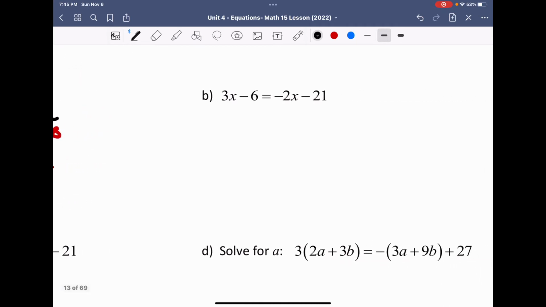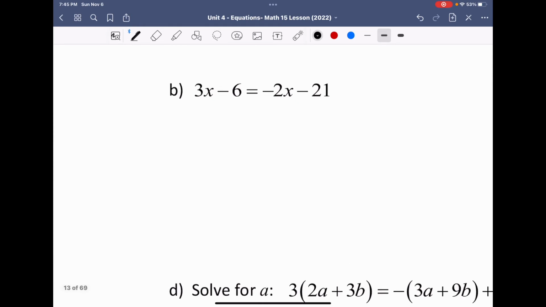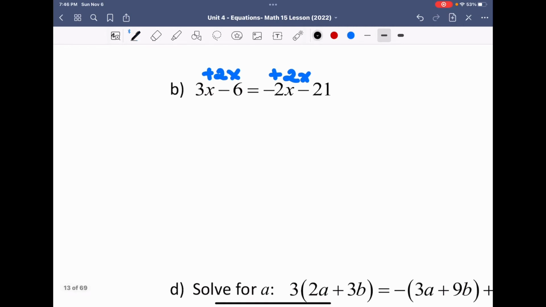B, I have x's on both sides of the equations. Remember, I want to keep the x term positive. So we want to take the one that's the lesser of the x's, or the smaller value of the x's, and move it to the other side. In this case, -2 is less than the 3. So I'm going to add a 2x to both sides to move the negative x's over to the left. This becomes 5x minus 6 is equal to -21.